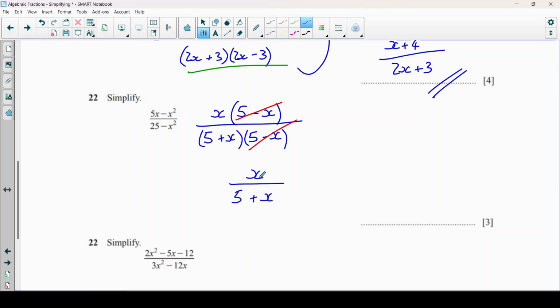And a reminder that we cannot divide by x, because we can't divide that 5 by x as well, and that's a separate term. So just x over 5 plus x, or x over x plus 5.